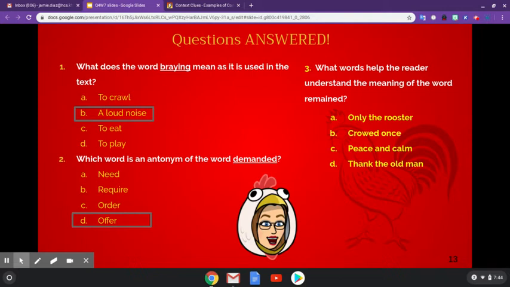And number 3, what words help the reader understand the meaning of the word remained? Could it be only the rooster crowed once, peace and calm, or thank the old man? Only the rooster. So that's only him.